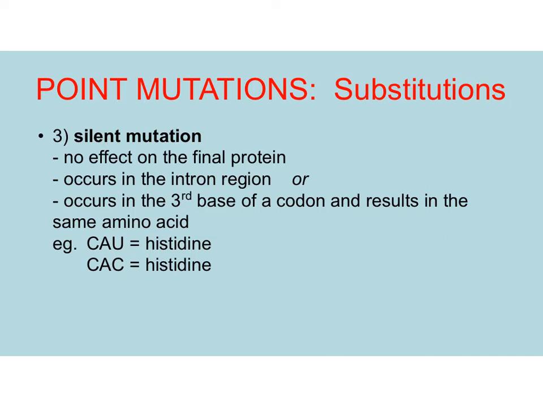Now, the other thing that can also happen is maybe there's not going to be any effect at all. Maybe there's going to be a silent mutation. Say on the third letter there's a mutation, it should be U, and it gets switched to C. Well, there's no effect, because CAU codes for histidine, but so does CAC. So even if your letter mutates from U to C, it has no effect on you, because you're still going to have histidine in the right spot.